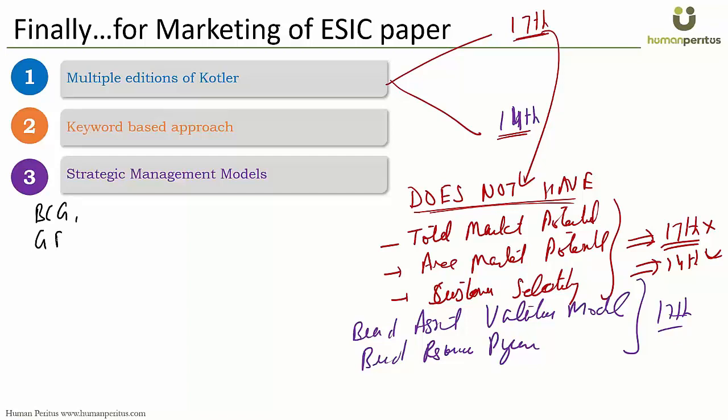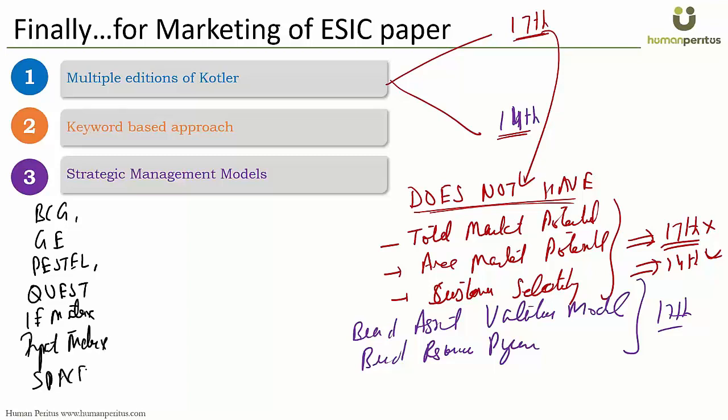For example, BCG, McKinsey GE model, PESTLE, some of you also call it PESTLE, then QUEST model, Porter's Five Forces, of course you will have, then IE matrix, I think SWOT will be there in Kotler, then impact matrix, then SPACE matrix. So generally they are given more in strategic management books. Please make sure to go through these strategic management models.